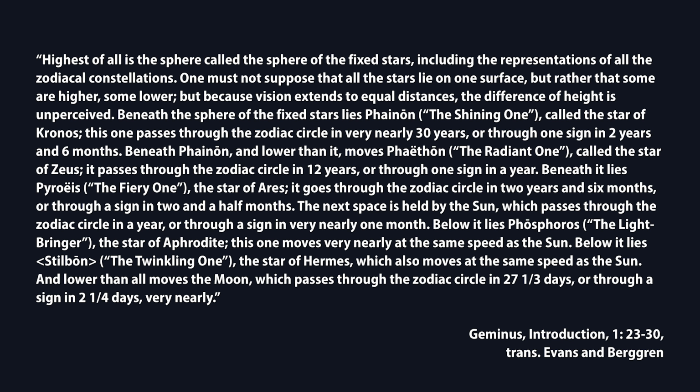Below it lies Phosphoros, the light bringer, the star of Aphrodite. This one moves very nearly at the same speed as the Sun. Below it lies Stilbon, the twinkling one, the star of Hermes, which also moves at the same speed as the Sun. And lower than all moves the Moon, which passes through the zodiac circle in 27 and one-third days, or through a sign in 2.25 days, very nearly.